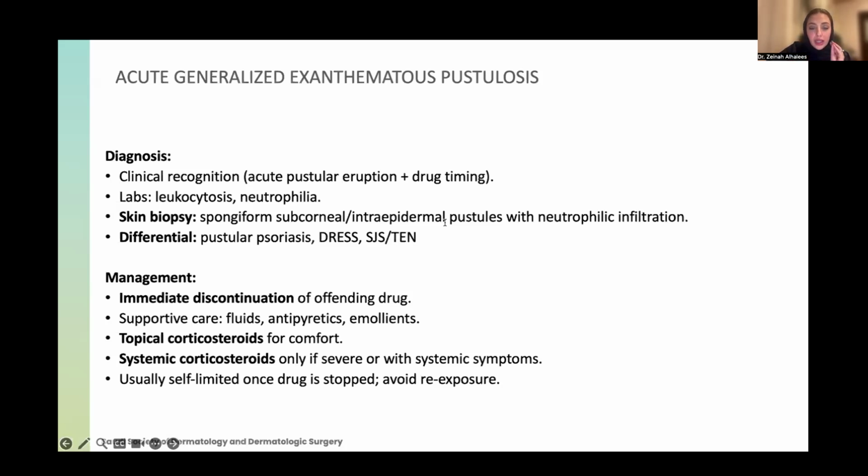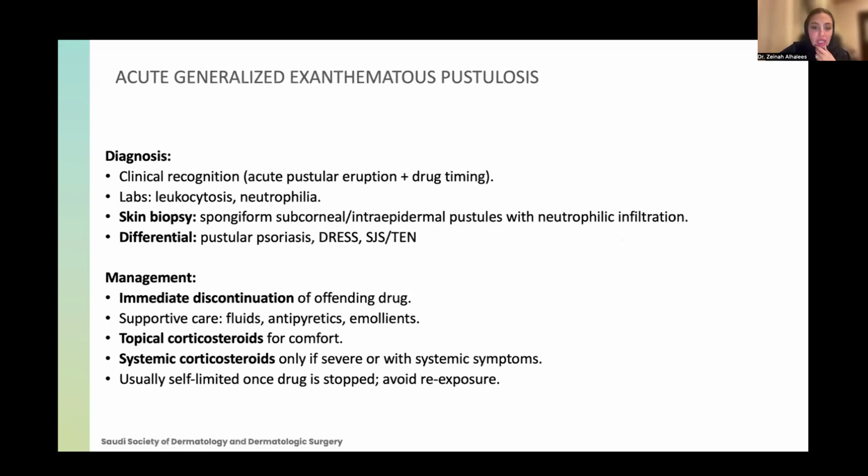Okay, now think it's a drug reaction, right? So you have spongiosis actually. So you can see more spongiosis with AGEP that you don't see with psoriasis, and you can see subcorneal intraepidermal pustule with neutrophilic infiltrate and the things that I just mentioned. But your most important differential diagnosis is pustular psoriasis, and you guys mentioned DRESS, which is excellent.